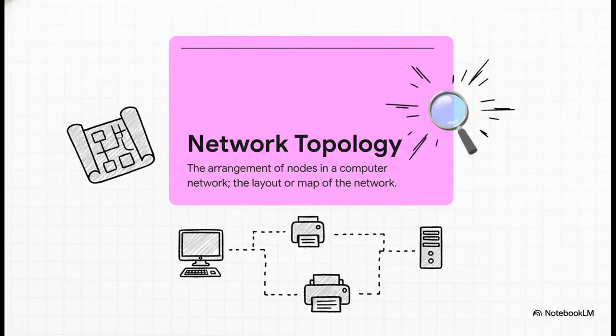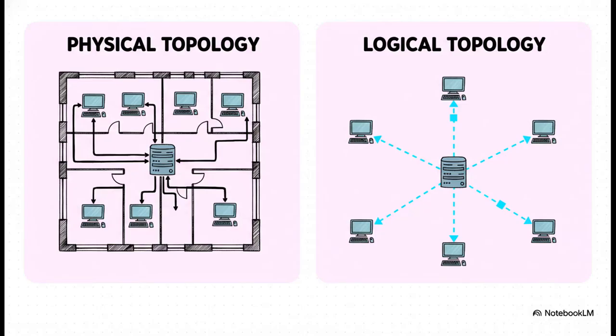So what exactly is network topology? To put it simply, it's the map. It's the blueprint. It's how we arrange all those different nodes, the computers, printers, and servers, so that they can actually talk to each other. Okay, now here's where it's really interesting, because there's a key distinction we need to make. We have the physical topology, which is literally where the computers and cables are located in a room. You can think of it as the network's floor plan.